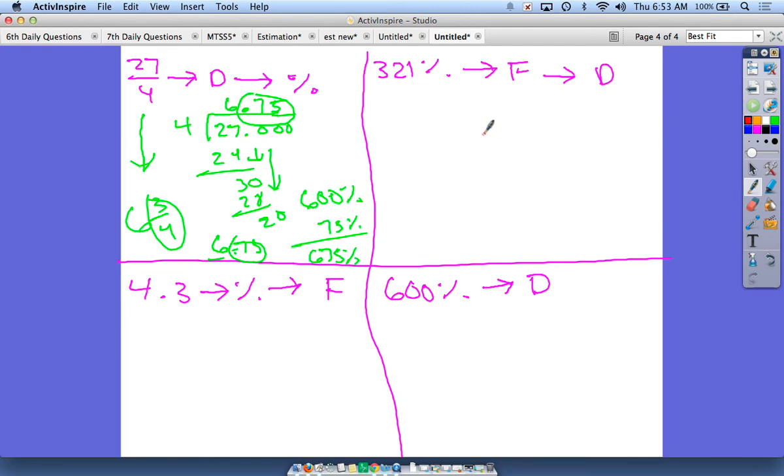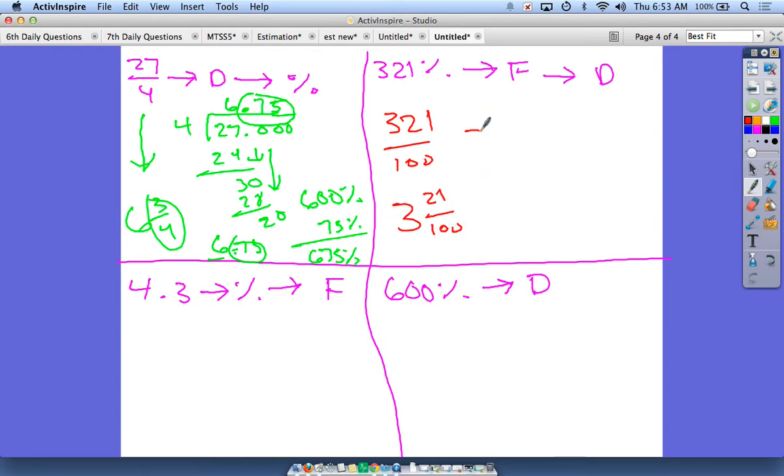Let's go to this one next. Changing this to a fraction, very easy. You just need to put it over 100. That's it. 321 over 100. Now we can do other things to this, probably change it to a mixed number so we know how many wholes we're dealing with. 100 goes into 321 3 times with 21 left over. This would be a fraction.